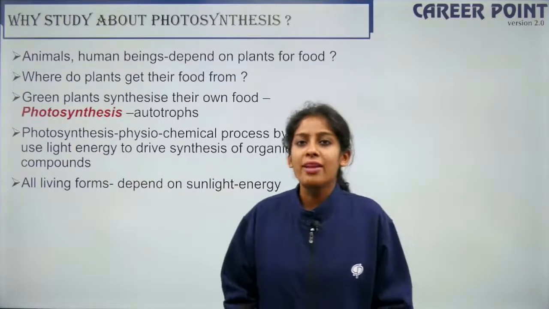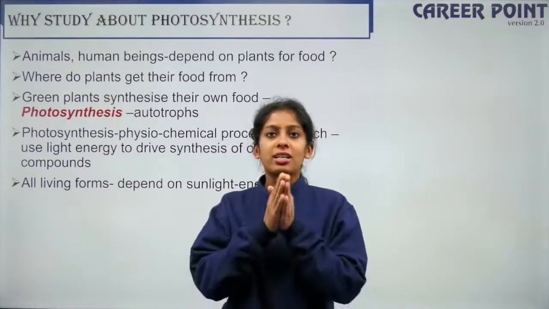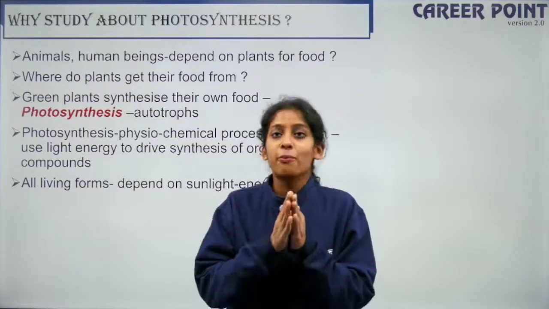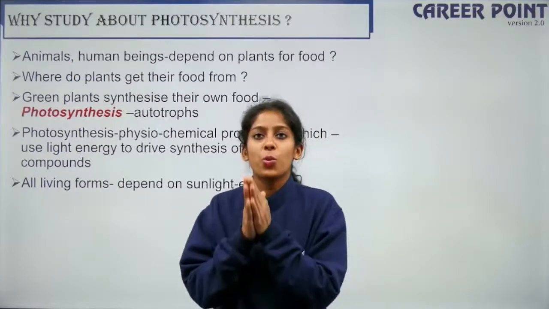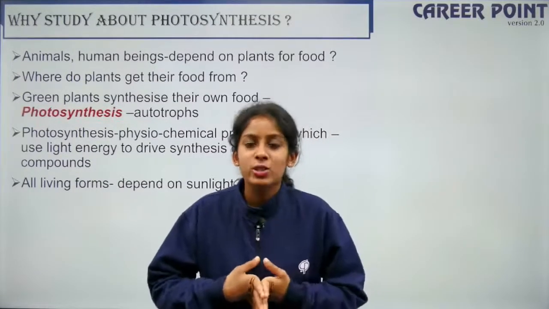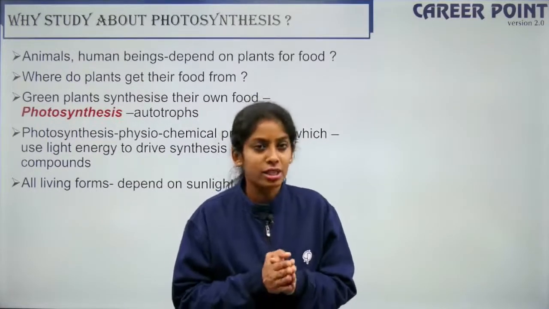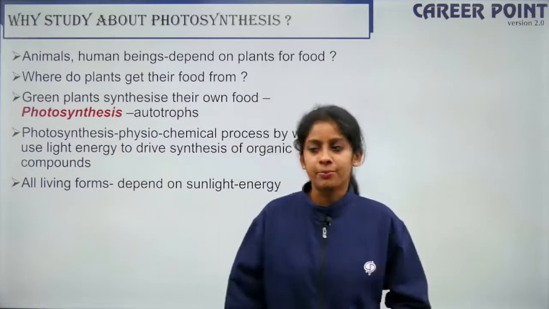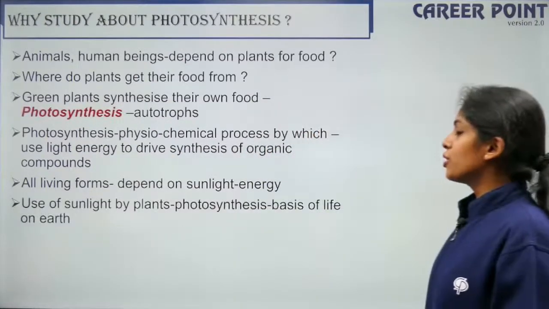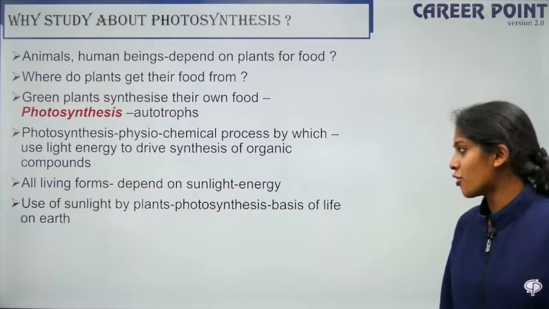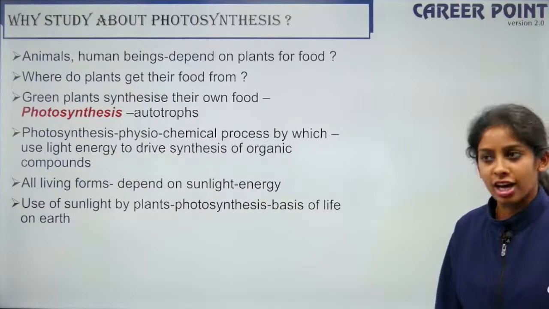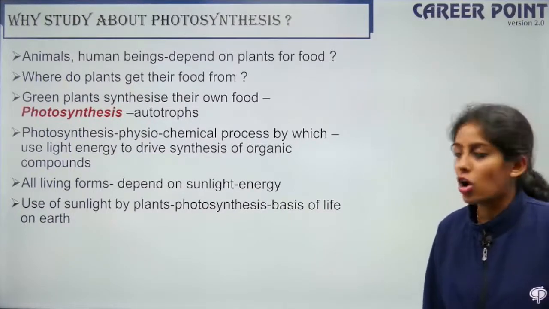So for all animals and all humans, plants are the ultimate source of food. And for plants to make food, sunlight is very essential. Thus sunlight is inevitable for all living organisms on earth. That is the conclusion. Alright, yes. So here we move on. The use of sunlight by plants for photosynthesis is the basis of life on earth. That is how life moves on on earth.